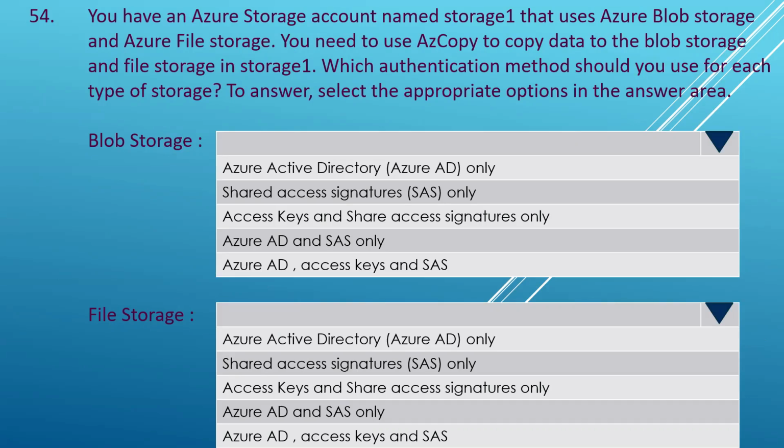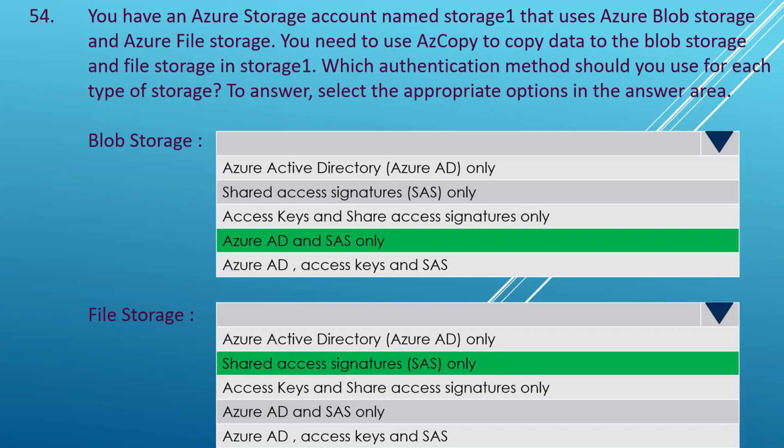Now for blob storage and file storage, you have similar options: Azure Active Directory only, shared access signatures only, access keys and shared access signature only, Azure AD and shared access signature only, and Azure AD, access keys and shared access signatures, which means all three options. So the correct answers are: for blob storage, you can use Azure AD and SAS only. And for file storage, you can only use SAS.